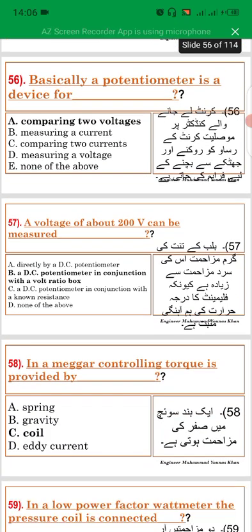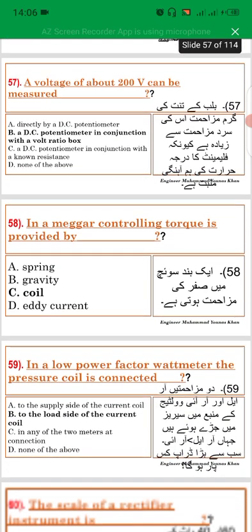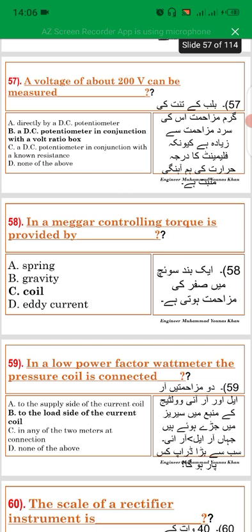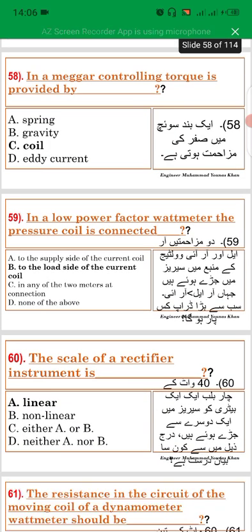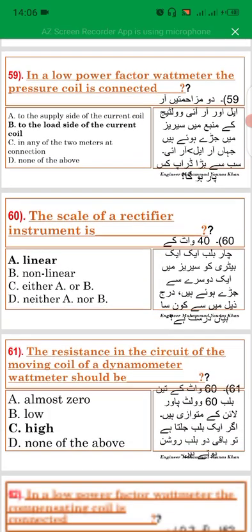Basically, a potentiometer is a device for comparing two voltages. Voltage of about 200 volts can be measured by a DC potentiometer in conjunction with a volt ratio box. In a Maxwell bridge, controlling torque is provided by spring.